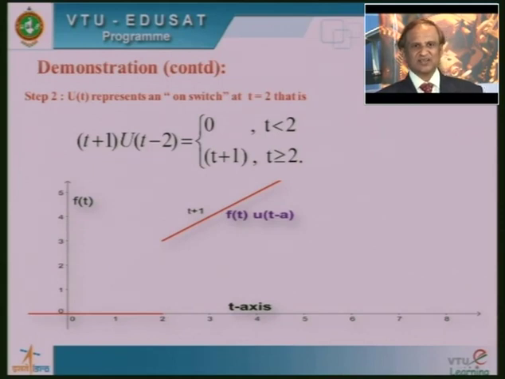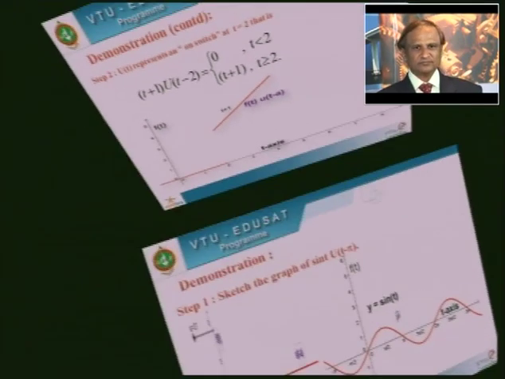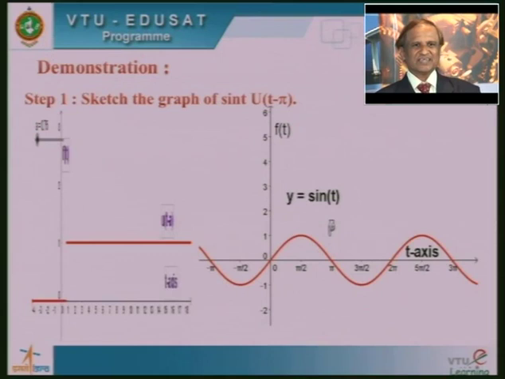When t is greater than or equal to 2, then it is visible. Is it clear? So, that can be observed. Okay. Exactly in a similar way, sometimes they may ask us to draw the graph of sin t into u of t minus pi. Is it clear? Right. So, again you can draw the displaced function u of t minus pi.